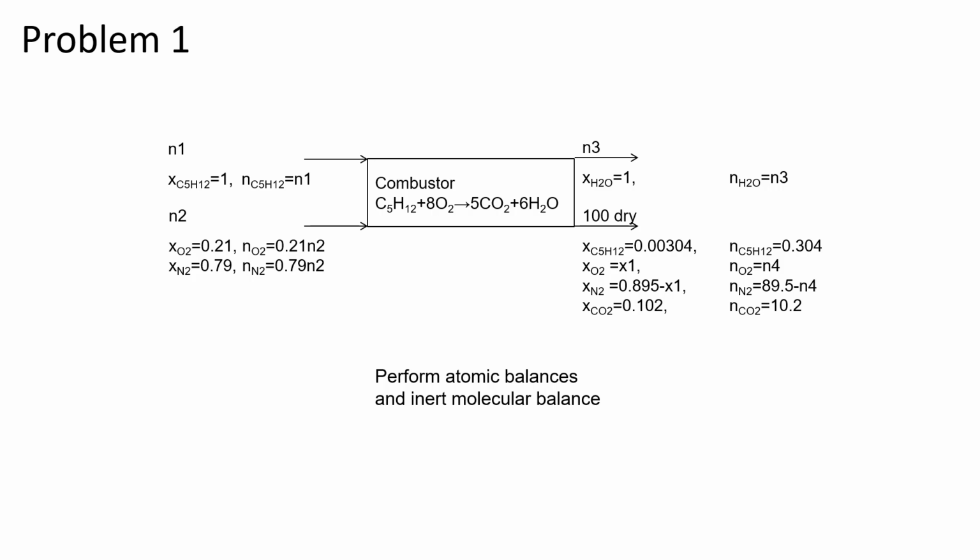Now, what I'd like for you to do is take a moment and perform the atomic balances for this reactor. And then I want you to also perform an inert molecular species balance. We'll use the atomic balances, including those reactive species, to do our mass balances, but in addition to those atomic balances, we can do an inert molecular species balance. So I hope you'll take the time now to pause this lecture and write down those balances, because in a moment we're going to move on to the next slide where the results are shown.